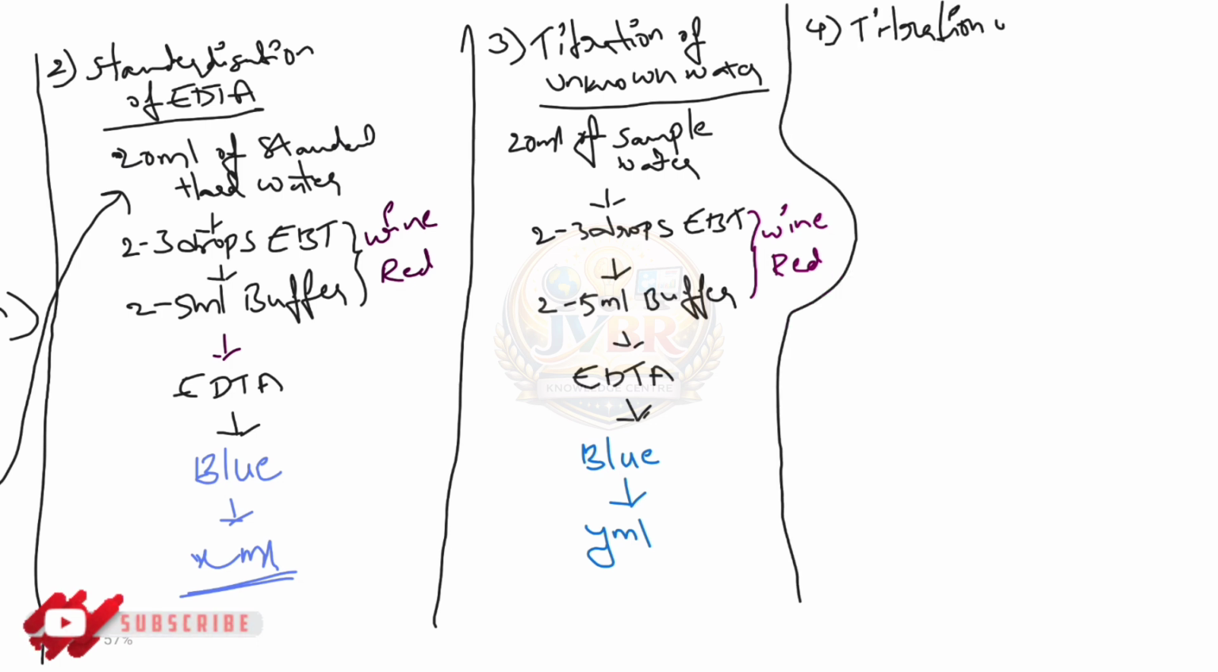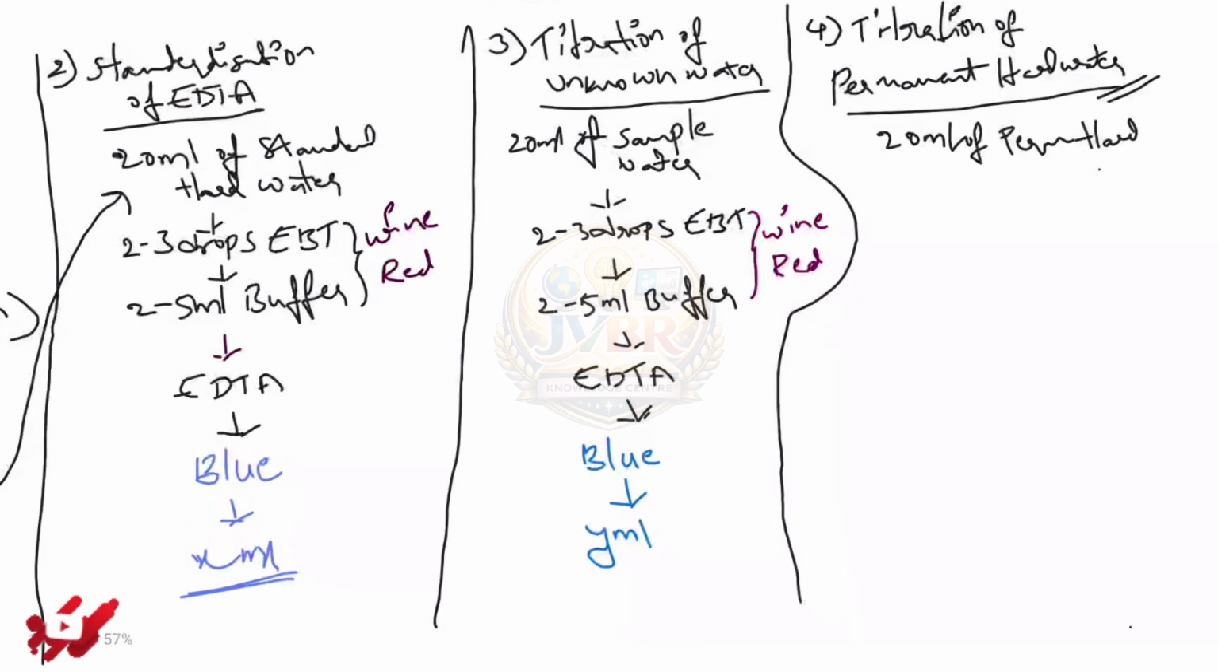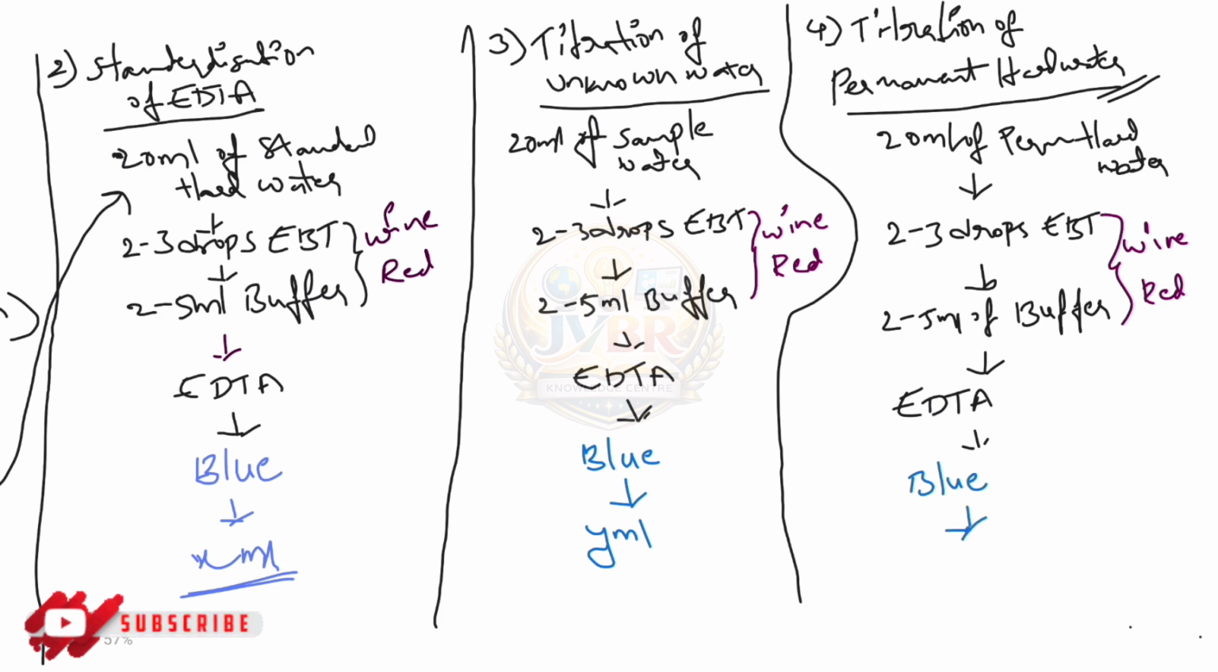Now step 4, titration of permanent hard water. Here you have to take 20 ml of permanent hard water. I will explain how to prepare permanent hard water at the end of the procedure. Now take 20 ml of permanent hard water in a clean conical flask. Then add 2 to 3 drops of EBT indicator. Then add 2 to 5 ml of buffer. Now the solution turns into wine red color. Now titrate the solution against EDTA till the color changes from wine red to blue. Now stop the burette and take the burette reading as Z ml.